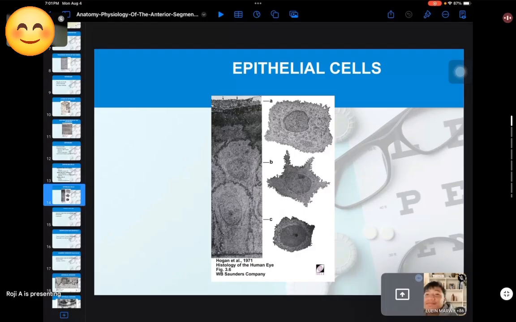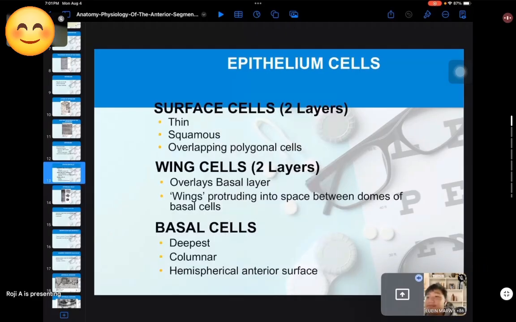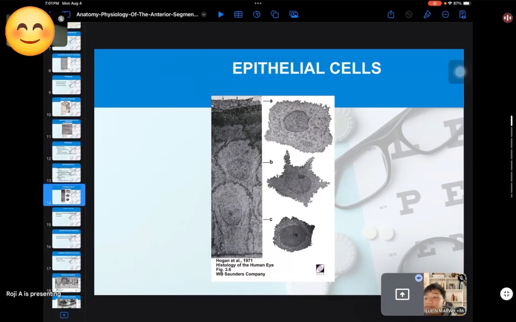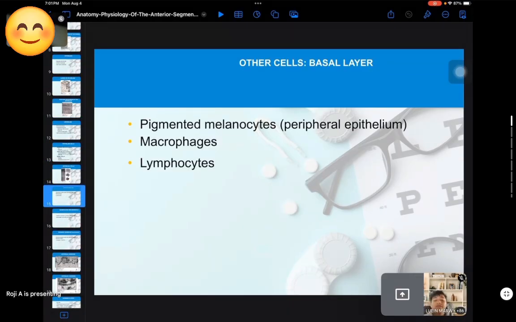So that's your epithelial cells. You already see there's a squamous layer, as you can see from the surface. You have the wing cells and the basal cells. There's only 3 anyways, right? So it should be easy. And then other cells under the basal layer, we have the melanocytes, the macrophages.